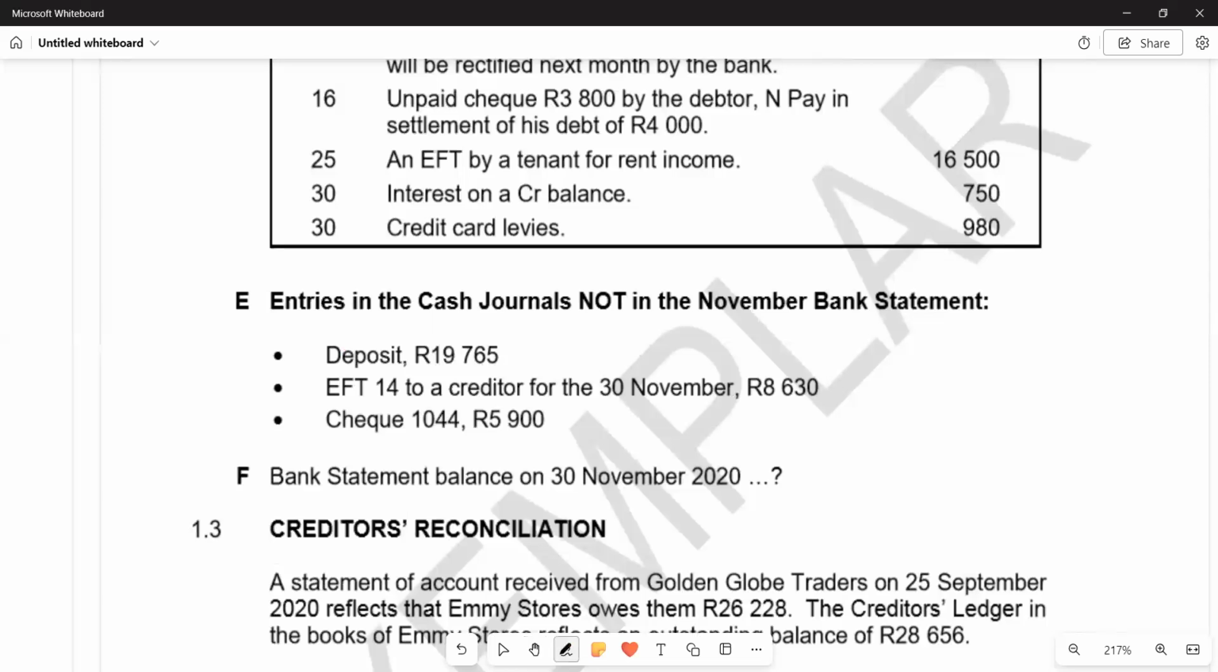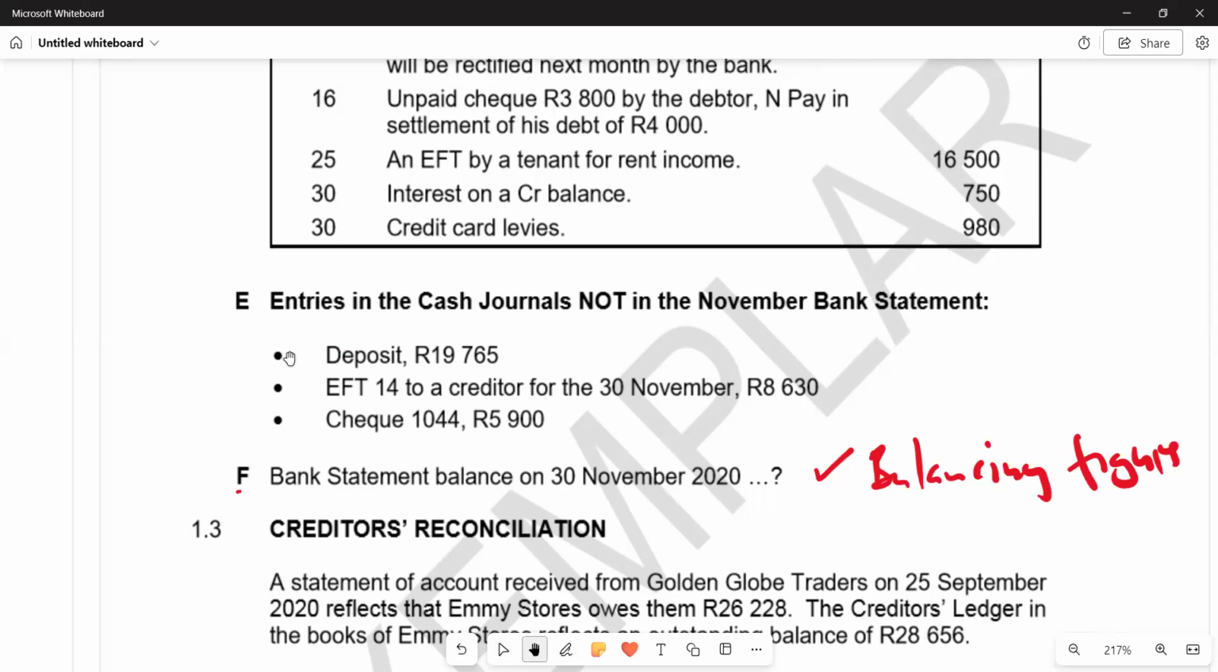Our last information is F, which says the bank statement balance on 30 November 2020 is a question mark. It means we are going to find that figure as a balancing figure. So we are just going to leave it blank as we prepare the bank reconciliation statement. We'll leave the opening balance blank, and then come back to calculate it as a balancing figure. Remember, the closing balance that we find in the updated cash journals should be the same as the bank statement balance at the end.